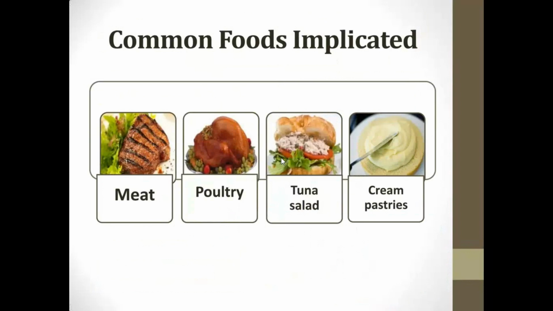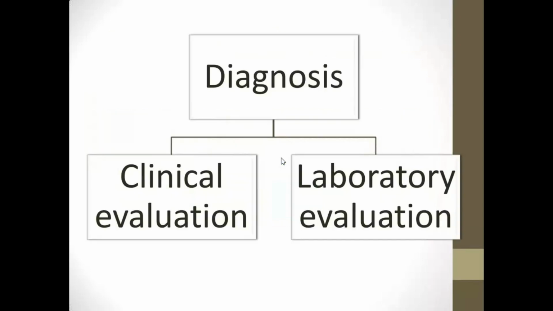These are some of the common foods associated with food poisoning. Generally poultry, meat, different types of salads, creams, pastries are high in protein content and high in sugar content, and these foods provide an ideal environment for the growth of staphylococci. As a result, they are frequently contaminated by staphylococci, and consuming them is responsible for intoxication.